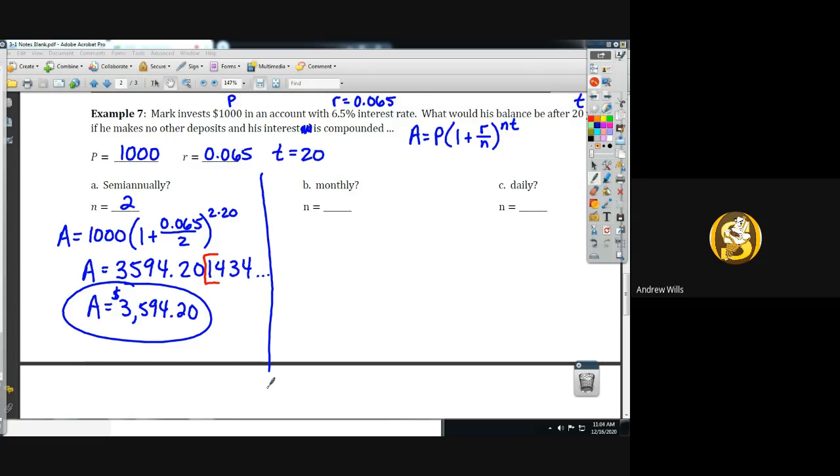Okay, let's look at monthly. If we do monthly, all that changes is that n equals 12 instead of 2. So when we plug this in, A equals 1,000 times 1 plus 0.065 divided by 12, to the 12 times 20th power. Again, we're going to feed that directly into our calculator, typing it in exactly as it reads.